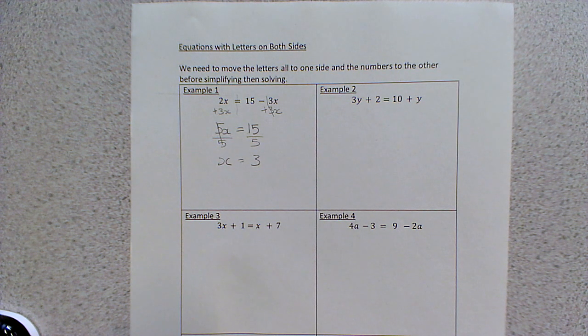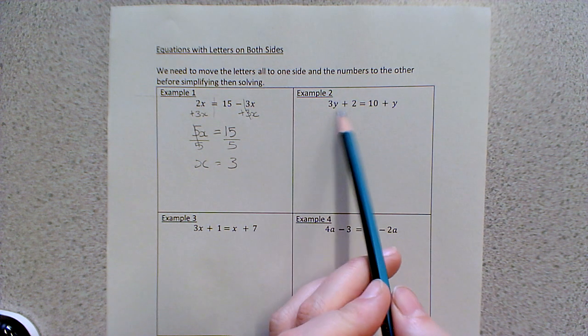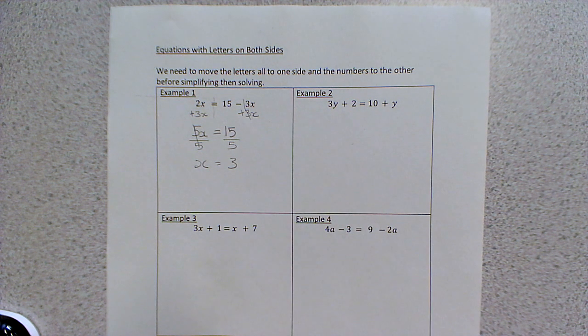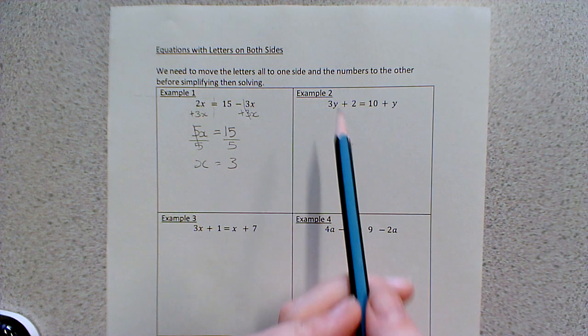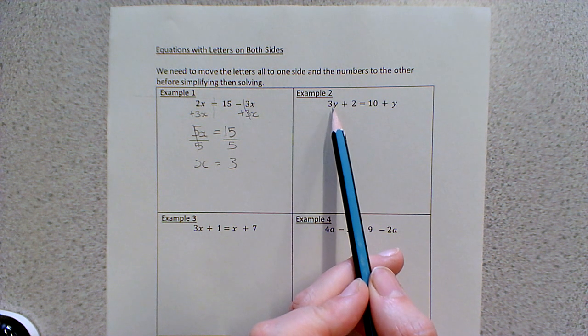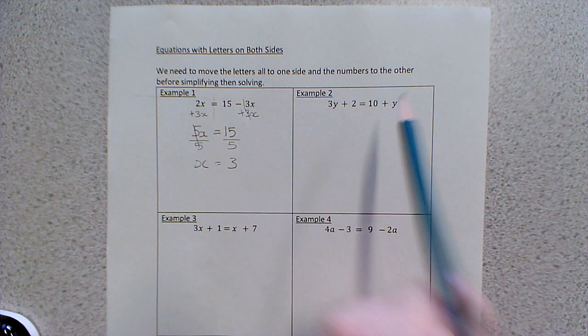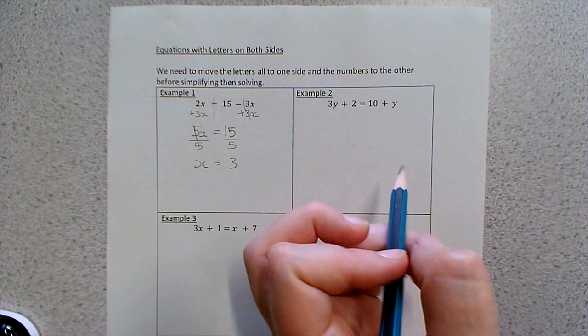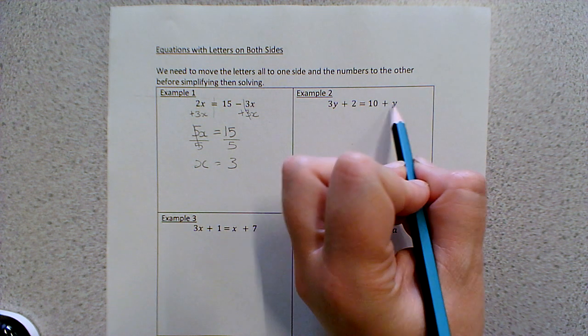Let's look at example number 2. So now we have a few more things. We have letters and numbers on both sides. Now again, if we move the smallest letter, we have less negatives to deal with. So we have 3y and 1y. So 1y is smaller, so I'm going to do the opposite of adding 1y.